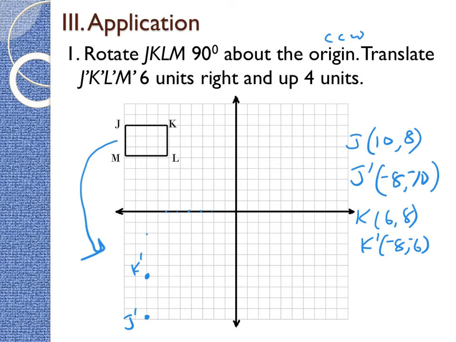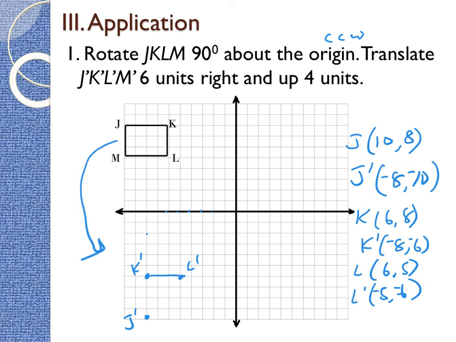Then we're going to go to L. L was 1, 2, 3, 6, 5. So go to L prime. I'm going to switch them, and they're both going to be negative. So 1, 2, 3, 4, 5. 1, 2, 3, 4, 5, 6. So that's going to be L prime.